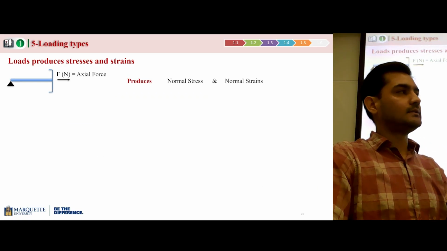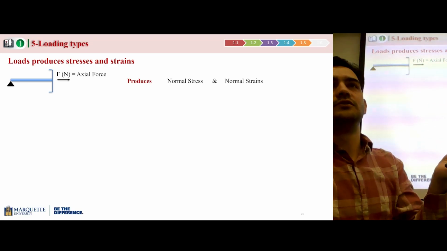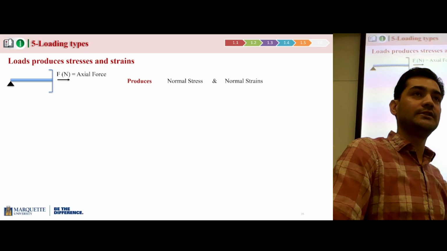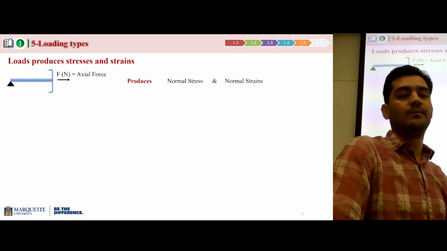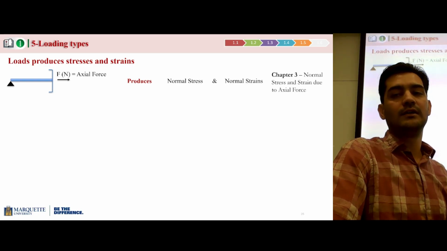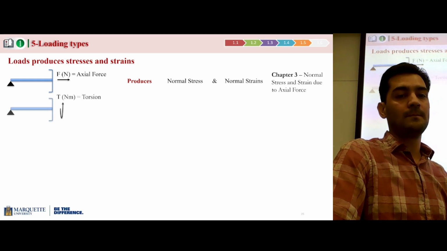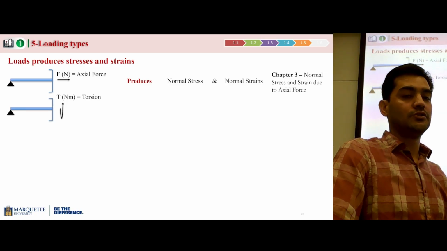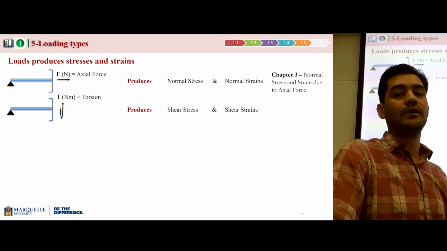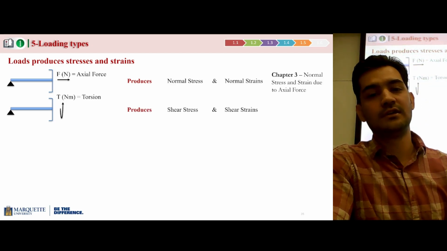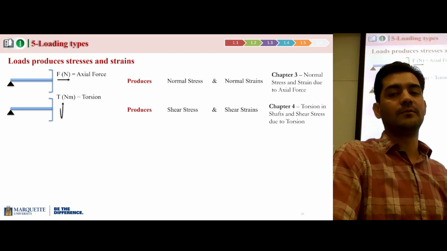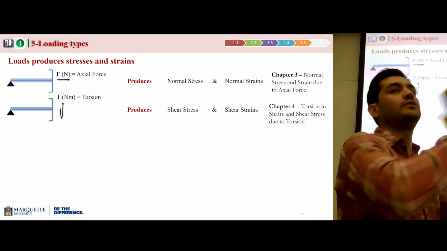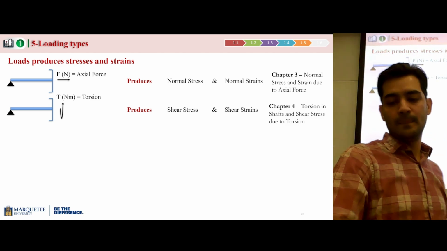So we know what axial force is, right? Axial force produces different kinds of stresses. It produces normal stress and normal strain. That's going to be chapter 3 of this workbook. We also have internal torsion. Whenever you have internal torsion, that will produce shear stresses and shear strains, and we'll talk about that in chapter 4. So chapter 4 is about internal torsion basically.